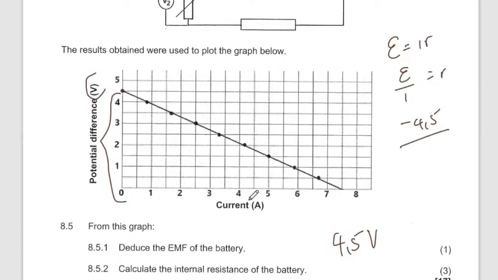Then I'm dividing it by 0 to 7.5, which is positive, so I'm going to get a negative answer. Why? Because this line has a negative gradient. So it's negative 4.5 divided by 7.5, that's giving me negative 0.6, which means our internal resistance is 0.6 ohms.